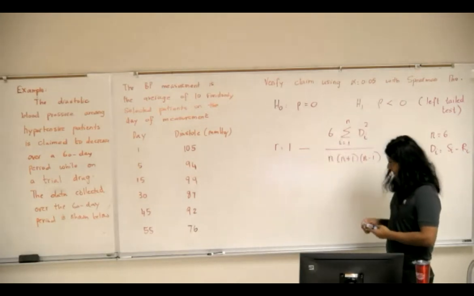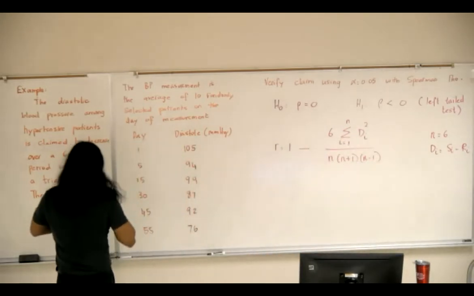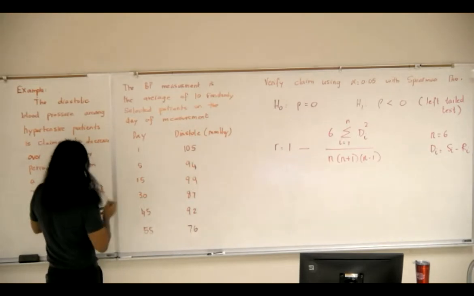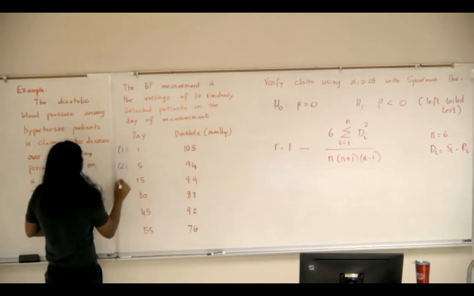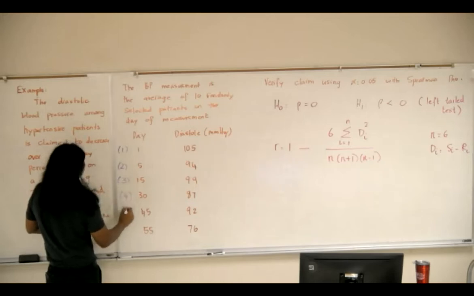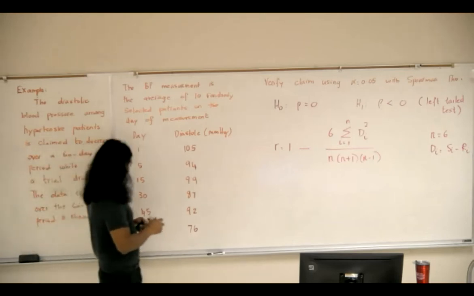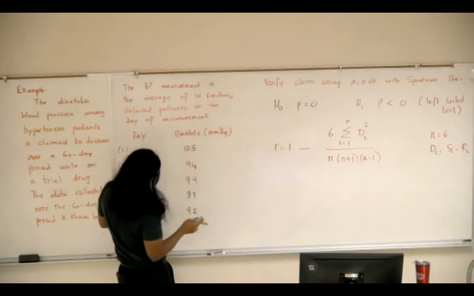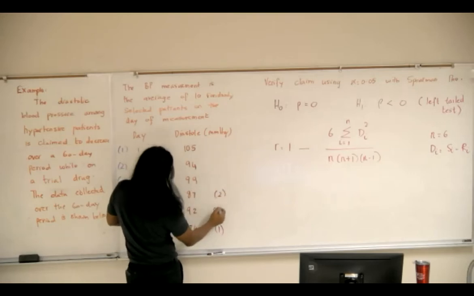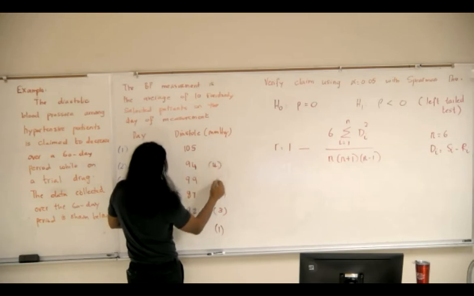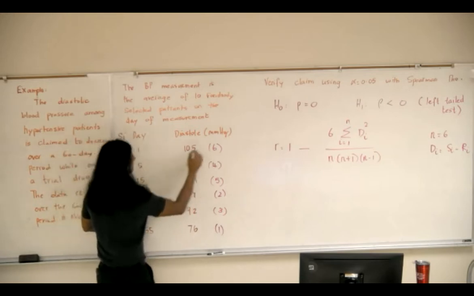So we start assigning the ranks. It doesn't matter here because it goes in order: 1, 2, 3, 4, 5, 6. There, it does matter. So the smallest value gets rank 1: 1, 2, 3, 4, 5, 6. We can call these s_i, those r_i.